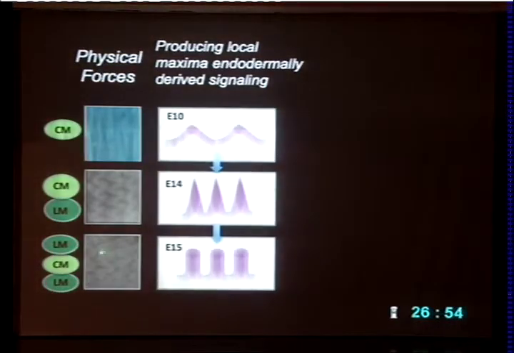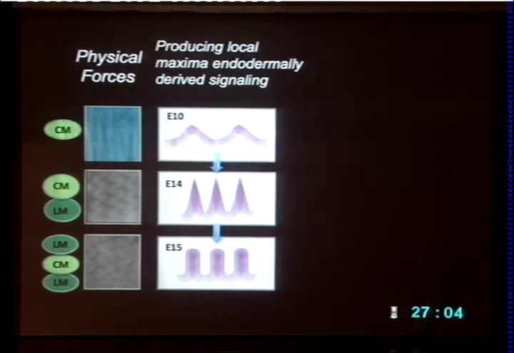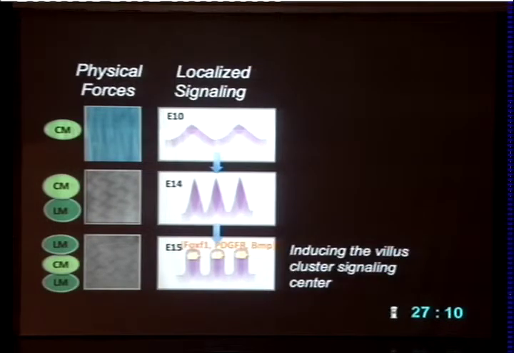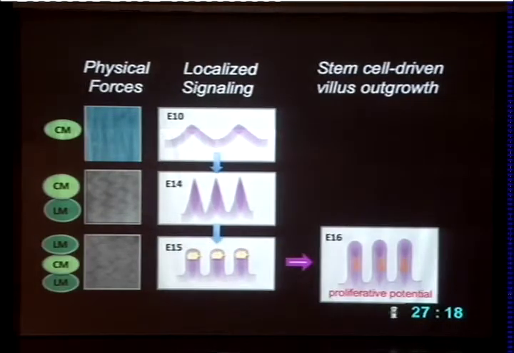Because that process, in addition to physically forming an outgrowth, is also changing the signaling pattern by bending a morphogenic field, you get local maxima of endodermally derived signals. Those local maxima induce genes that are induced only at very high threshold levels, such as FOXF1, PDGF receptor, and BMPs. And these, in turn, act to repress the proliferative potential at the tip, leaving proliferative potential at the bottom.